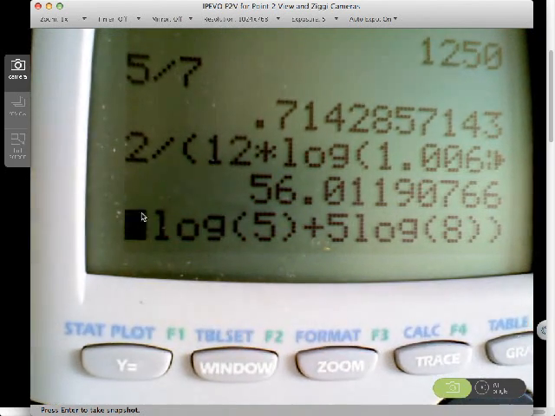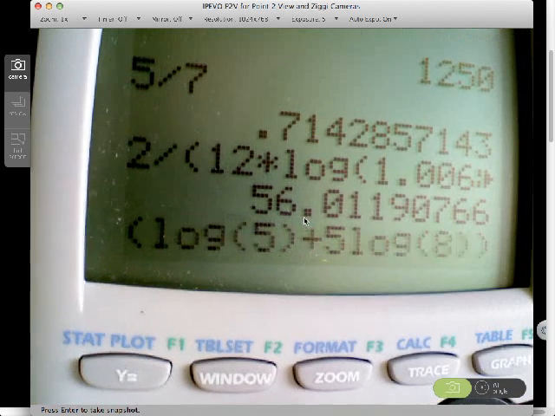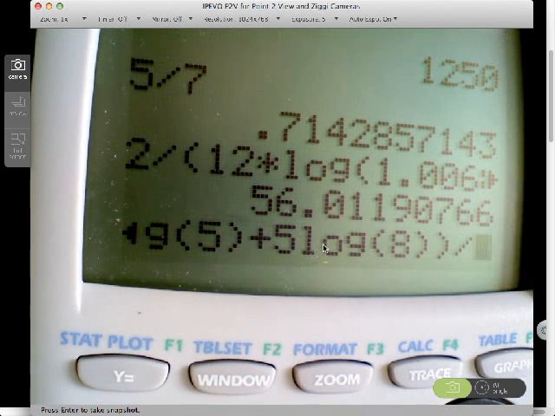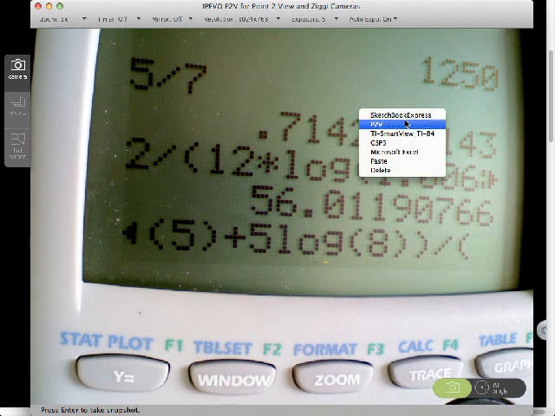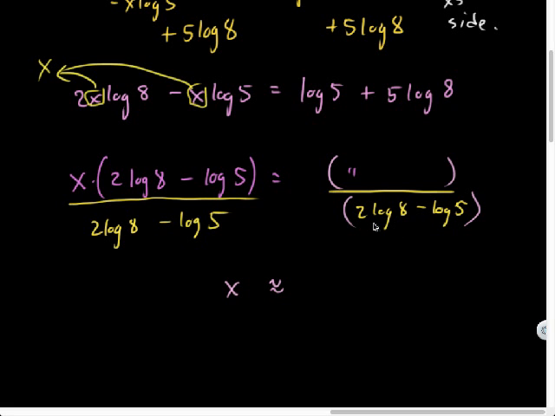There it goes. So it's got open parentheses and double close parentheses. So this is just the numerator. And now I'm going to go over here and hit divide. And before I type in the denominator, I'm going to open a whole new set of parentheses. All right? And what I'm going to enter in here is this guy. So 2 times log of 8, close its parentheses, minus log of 5, close its parentheses, double close.